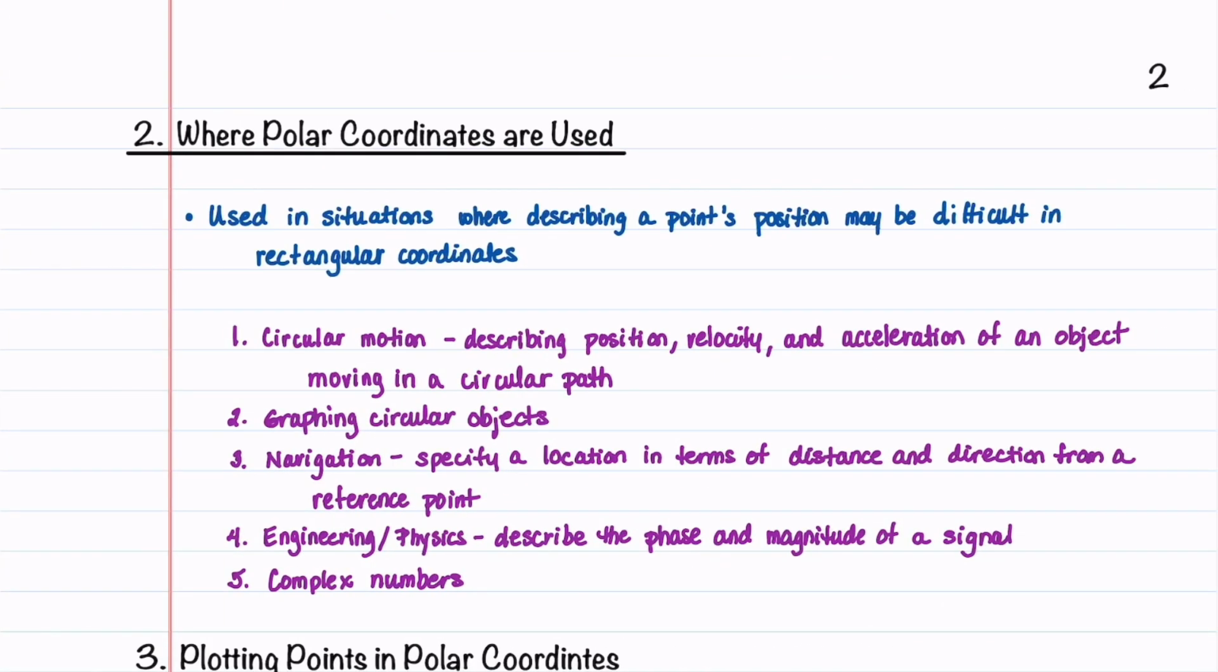Before we dive into our 3 example problems, I want to briefly mention where polar coordinates are used. They're used in situations where describing a point's position may be difficult in rectangular coordinates. This happens with circular motion, graphing circular objects, when working with navigation, in numerous engineering and physics problems, and when working with complex numbers.